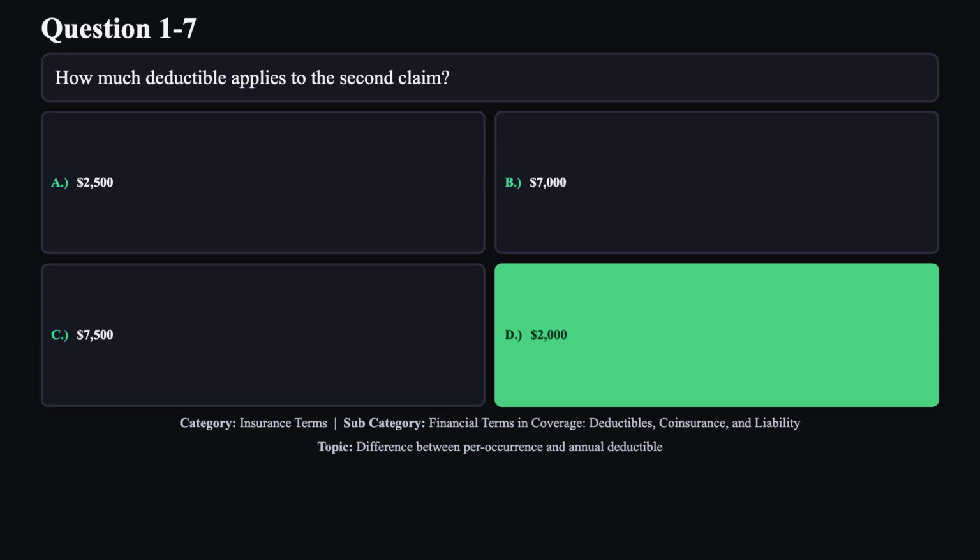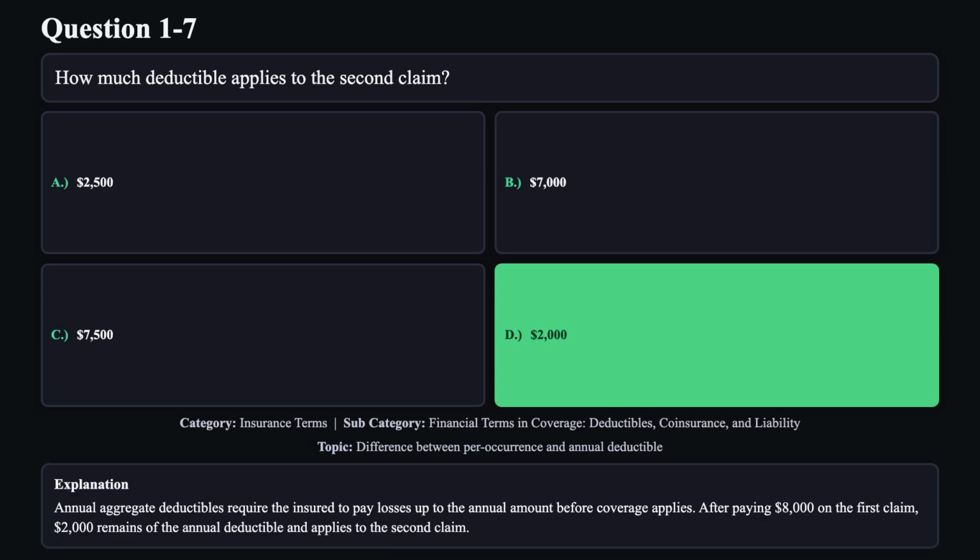The correct answer is D. Annual aggregate deductibles require the insured to pay losses up to the annual amount before coverage applies. After paying $8,000 on the first claim, $2,000 remains of the annual deductible and applies to the second claim.